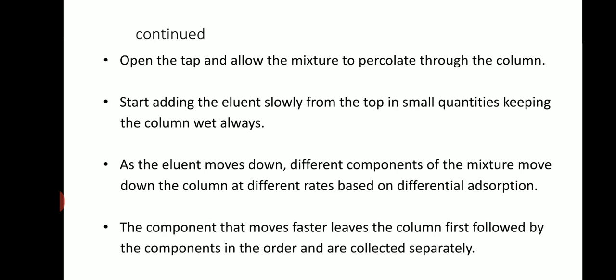Open the tap and allow the mixture to percolate through the column. Start adding the eluent slowly from the top in small quantities, keeping the column wet always. As the eluent moves down, different components of the mixture move down the column at different rates based on differential adsorption. The component that moves faster leaves the column first, followed by the other components in order, and are collected separately.